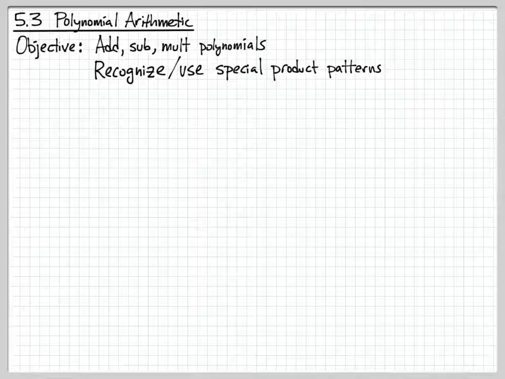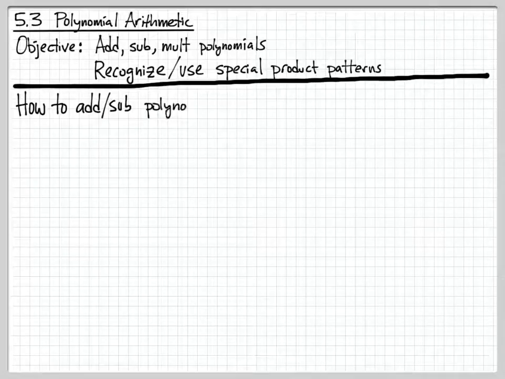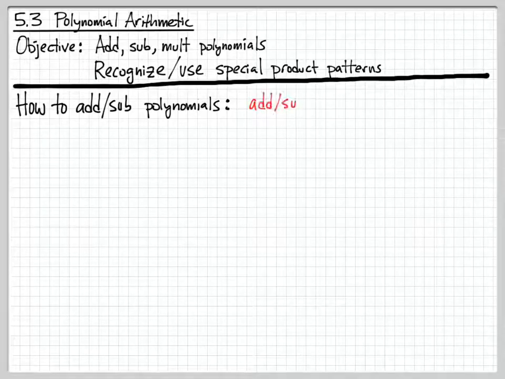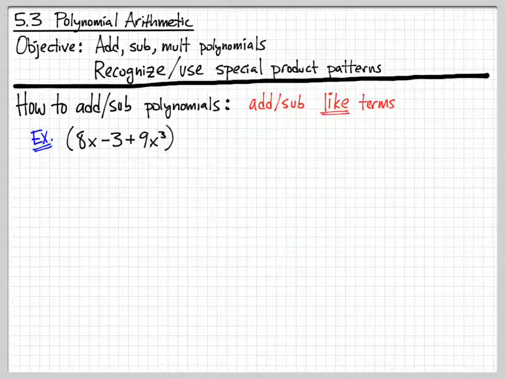So let's start with adding and subtracting polynomials. How do we add and subtract them? Remember, adding and subtracting are very much related. Subtraction is just adding the opposite, so we can lump these together in terms of procedure. When we add and subtract polynomials, it's merely adding and subtracting the like terms. It's very similar to what we've done in the past.